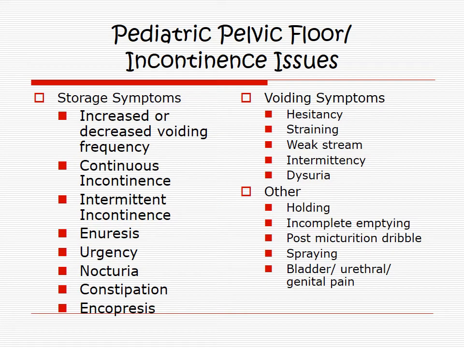Here are some examples of pediatric pelvic floor and incontinence issues. There can be storage symptoms, voiding symptoms, and other. Storage symptoms include increased or decreased voiding frequency, continuous incontinence, intermittent incontinence, enuresis or bedwetting, urgency, nocturia or frequent nighttime urination, constipation and encopresis, which is full stool incontinence. Voiding symptoms are hesitancy, straining, weak stream, intermittency, dysuria. Other include holding, incomplete emptying, post-micturition dribbles, spraying, or bladder, urethral, or genital pain.